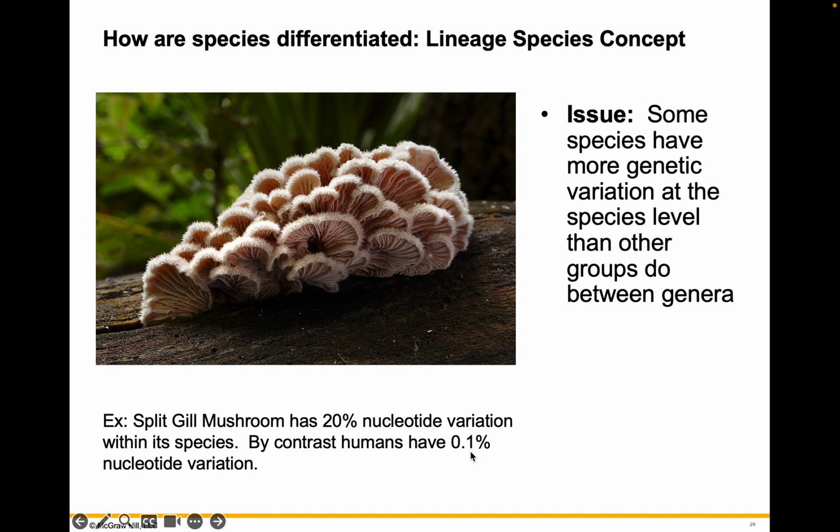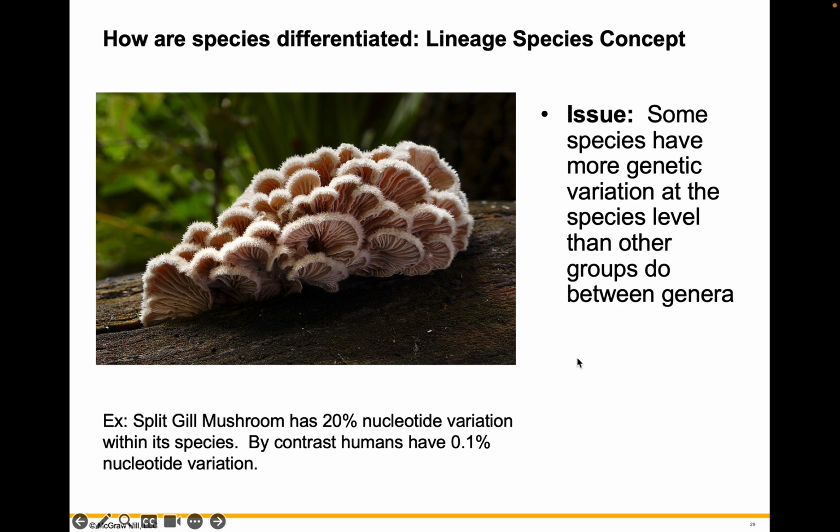By contrast, humans have 0.1% nucleotide variation. So that would be out of every 1,000 letters in your genetic code, there would be 1 difference between you and any other human on the planet. So it's difficult to say that if there's 25% nucleotide variation, then those are different species, because that would lump humans in with things like probably monkeys with tails. So it's difficult to figure out where those lines are.